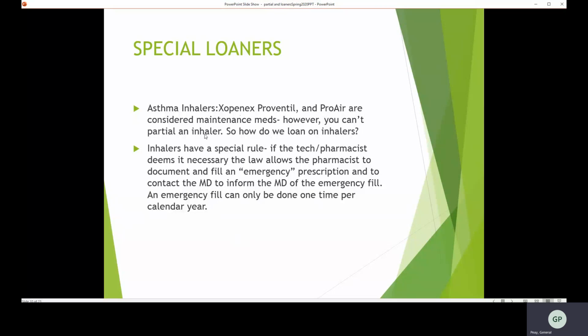However, you can't partial an inhaler. I don't know if any of you have seen what an inhaler looks like, but just Google Proventil or ProAir or albuterol inhaler, and they'll show you a picture of one. It's just a little breathable apparatus, and it has a little canister, but you can't partial it. You would have to dispense the whole inhaler.